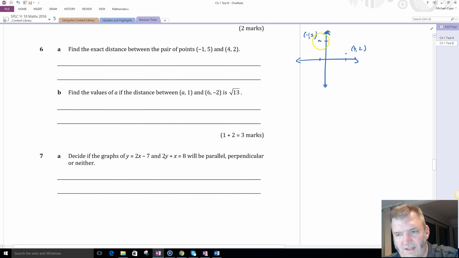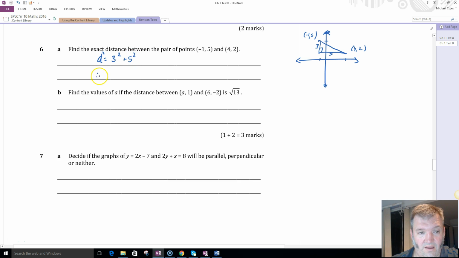Find the exact distance there. Of course, we make a right angle triangle and it becomes pretty easy, doesn't it? This distance here, that's got a y-coordinate of 5, and the other one's got a y-coordinate of 2, so that distance is 3. For the horizontal distance, I start at negative 1 and I end up at 4, so that's 5. And then you can go ahead and just use Pythagoras' theorem. Distance squared equals 3 squared plus 5 squared. So the distance is the square root of whatever that adds up to. 9 and 25 is 34.